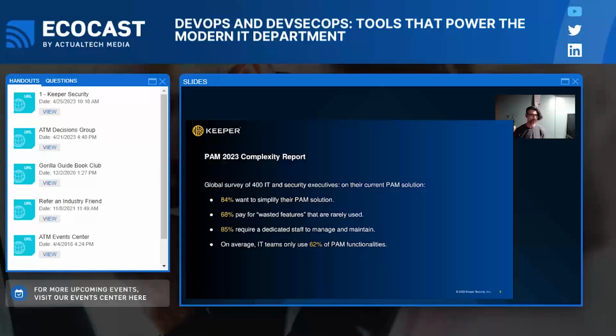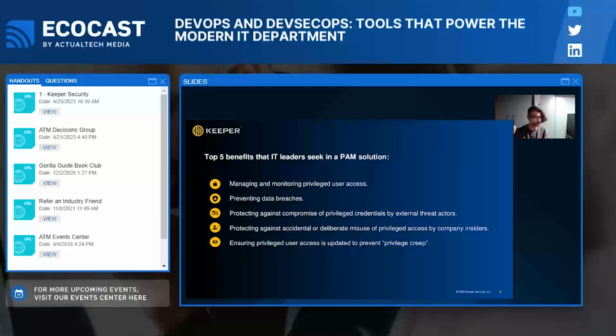So let's look at this. On average, IT teams only use about 62% of their PAM functionalities. All right, that's not okay. I like the number to be at 100%, because then that platform is falling into user adoption paradox. Let's look at some other benefits that IT leaders seek in a PAM solution. They want to monitor and manage privileged access to systems, applications, web apps, whatever resources it may be.